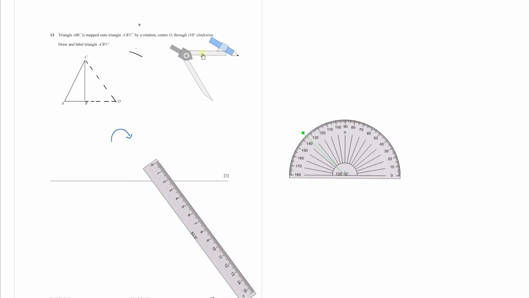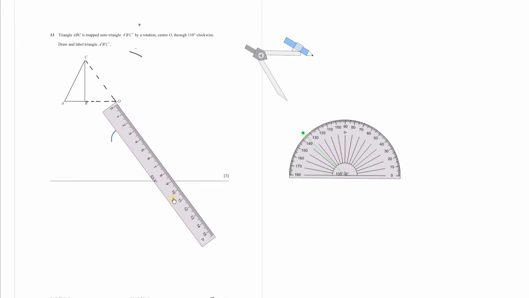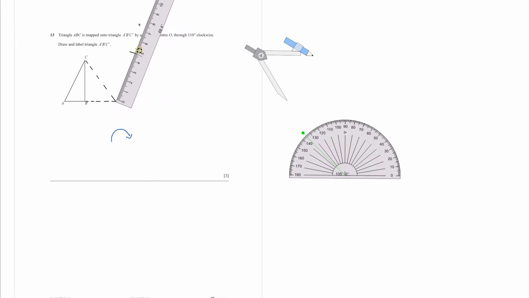So now, this is my point A. Let me actually draw the line so that it's easier to visualize. Your dot that you marked using your protractor gives you the angle, and the arc actually gives you the distance of A prime. So my A prime would be somewhere along this line until I reach the arc.